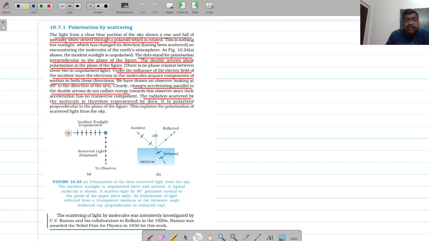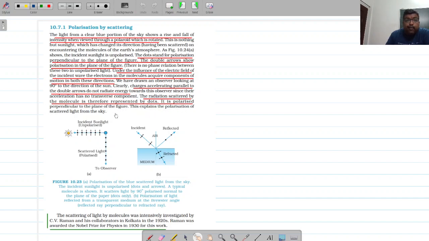both these directions. Now, clearly charges accelerating parallel to the double arrows do not radiate energy towards the observer, since their acceleration has no transverse component. So the vibrations which are in this direction will not be observed by the observer. So the radiation scattered by the molecule is therefore represented by dots, only the dots. So it is polarized perpendicular to the plane of the figure.